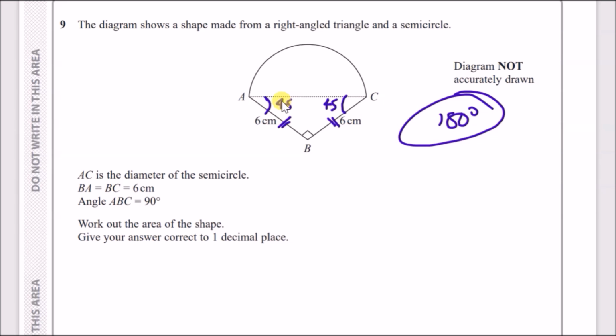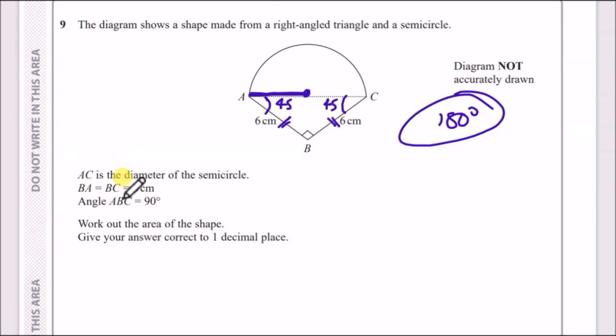Cool. So we just figured that out from the fact that we've got the same lengths and a right angle triangle. Now, the rest of the information is this. We've got AC is the diameter of the semicircle. So here's your diameter, meaning halfway across must be the radius. So halfway across is the radius.